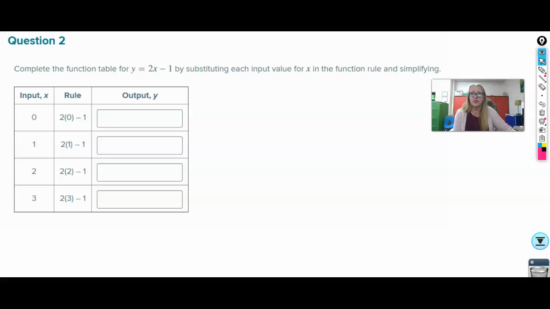This is question number 2, same setup. The only difference is now you're working with 2x minus 1. So you will substitute 0 for x, you'll go 2 times 0, and then subtract 1. Here, 2 times 1, subtract 1. 2 times 2, subtract 1, 2 times 3, subtract 1. Each time you write or type the solution in this box.